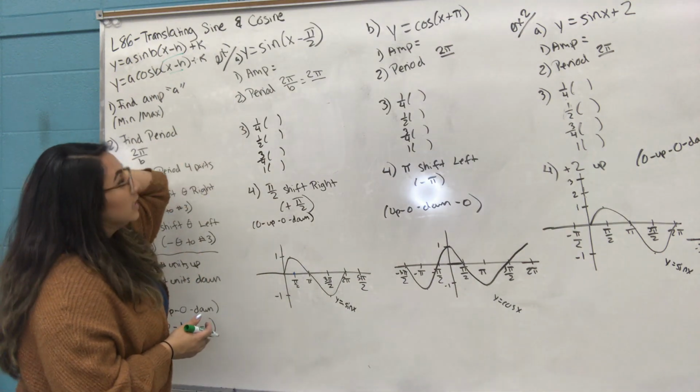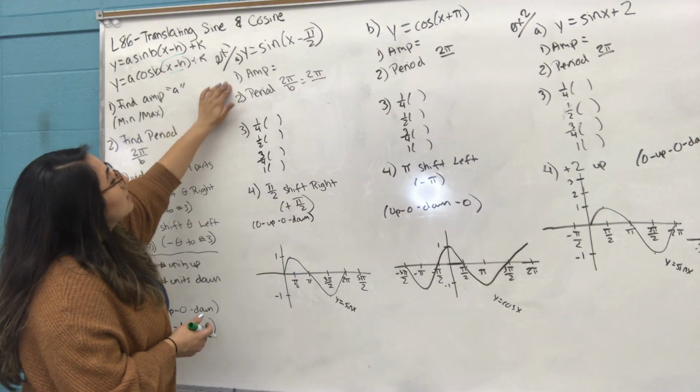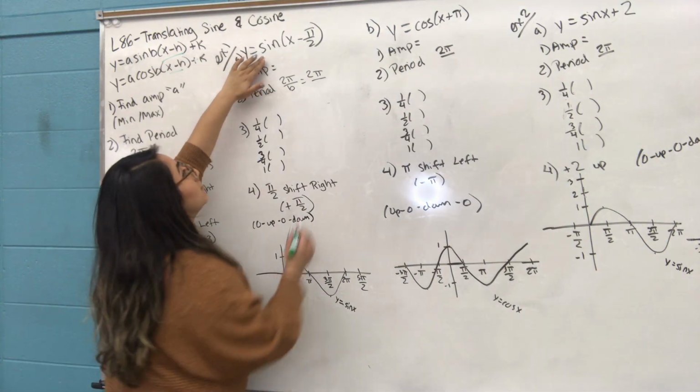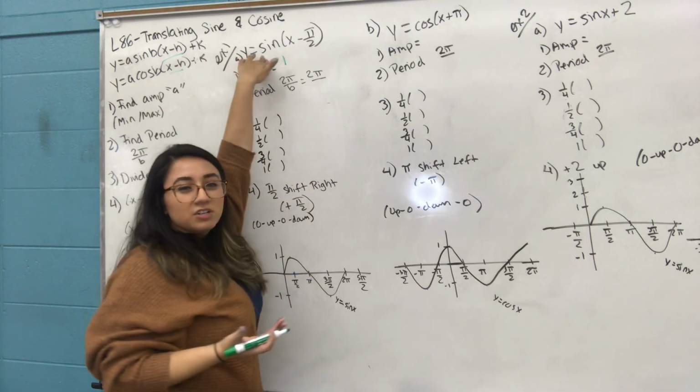Let's go ahead and find our graph. So number 1, we find our amplitude. Amplitude is the number in front of sine. We don't have a number, so we understand it to be 1.